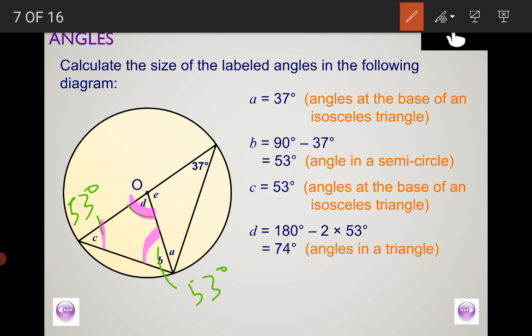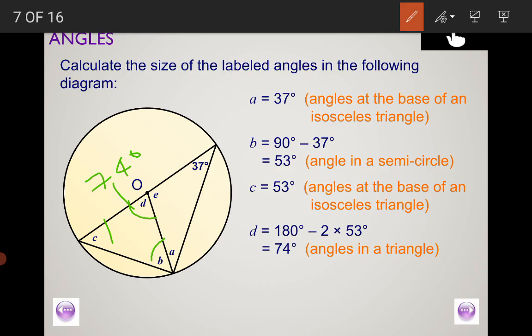So all you have to do is subtract. So D will be equal to 180 degrees minus the sum of 53 and 53 degrees. Instead of saying 53 minus 53, just take 53 times 2 and then subtract from 180. It will give you 74 degrees. So this angle here is 74 degrees. Add this, subtract from 180.